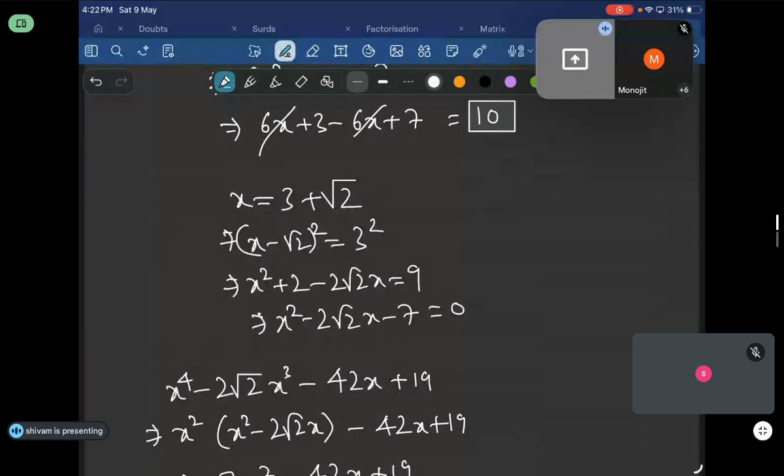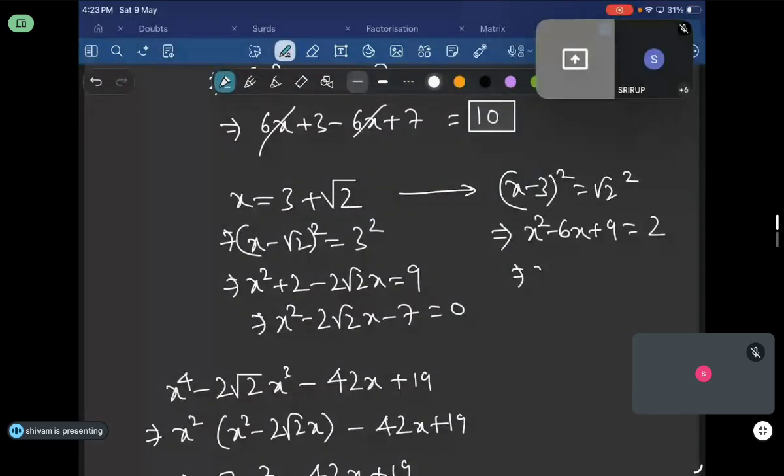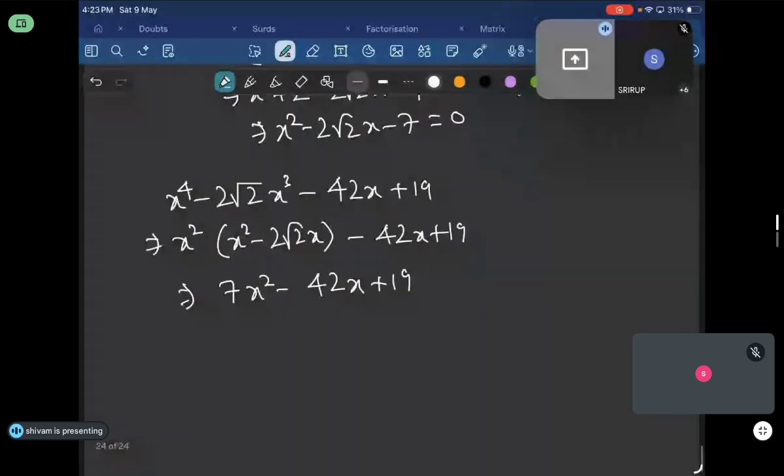x minus 3 whole square is equal to root 2 square. What are we getting? Those who are online, are you getting it? Satyaki, yes sir. Ariman, Shirup, Shumanyu, Rishabh, yes sir. So what are we getting? x square minus 6x plus 9 is equal to 2. This implies x square minus 6x is equal to minus 7, or you can say x square is equal to 6x minus 7.